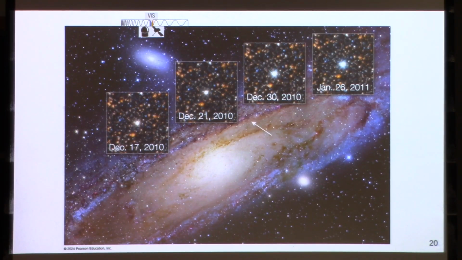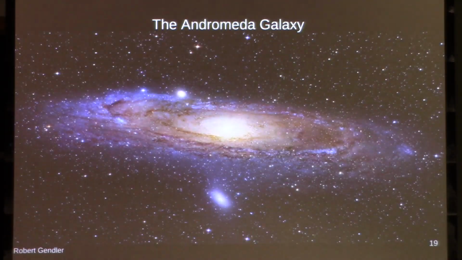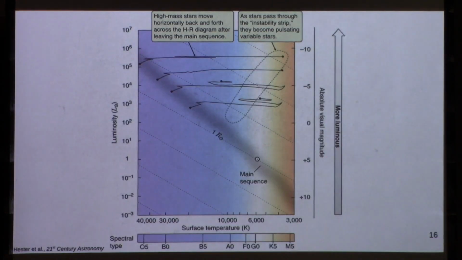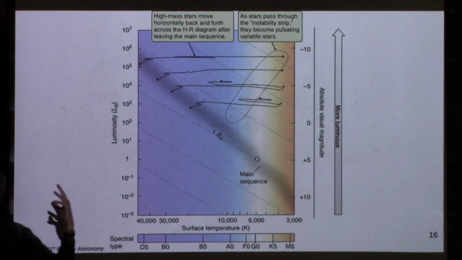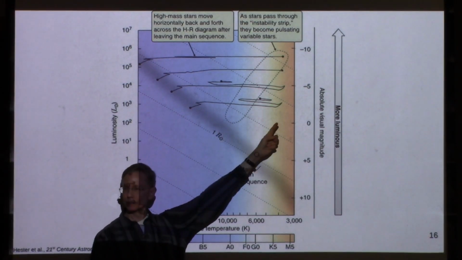Yes? Could we revisit what Cepheids are? So Cepheids are stars which have left the main sequence, okay? So they're no longer using hydrogen in their cores. And that means that they're no longer on the main sequence. When you run the computer models, they do this business.